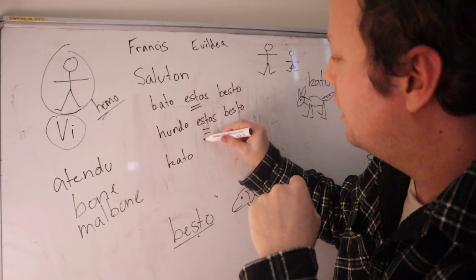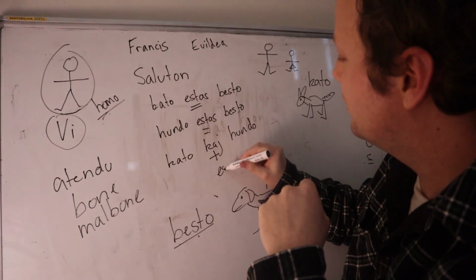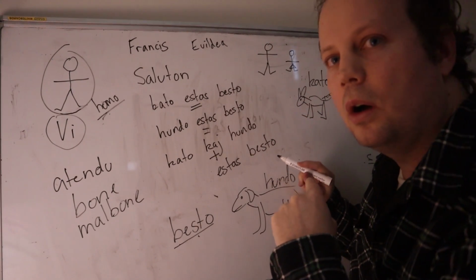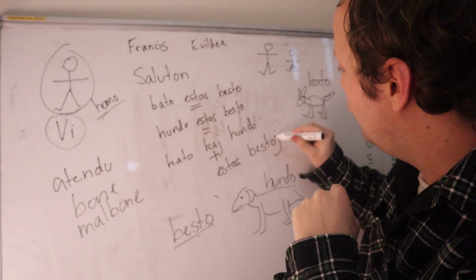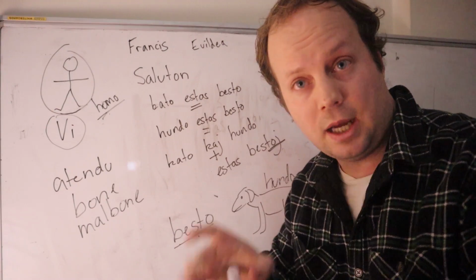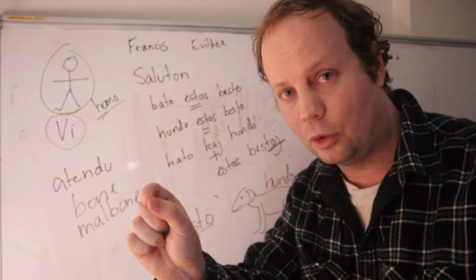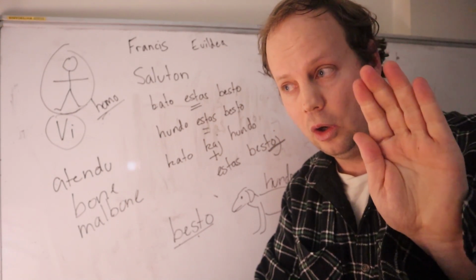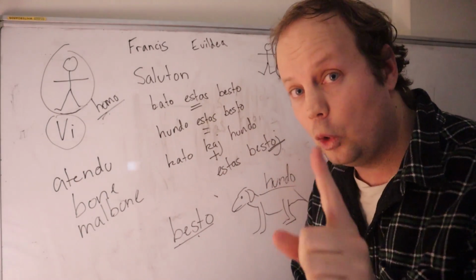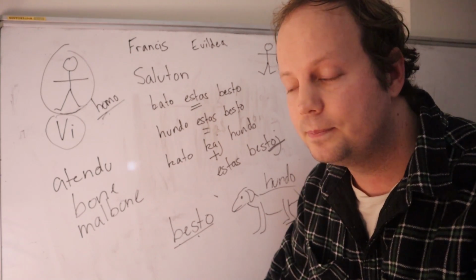Kato kai hundo estas besto. Bestoj. Kato estas besto. Hundo estas besto. Kato kai hundo estas bestoj.